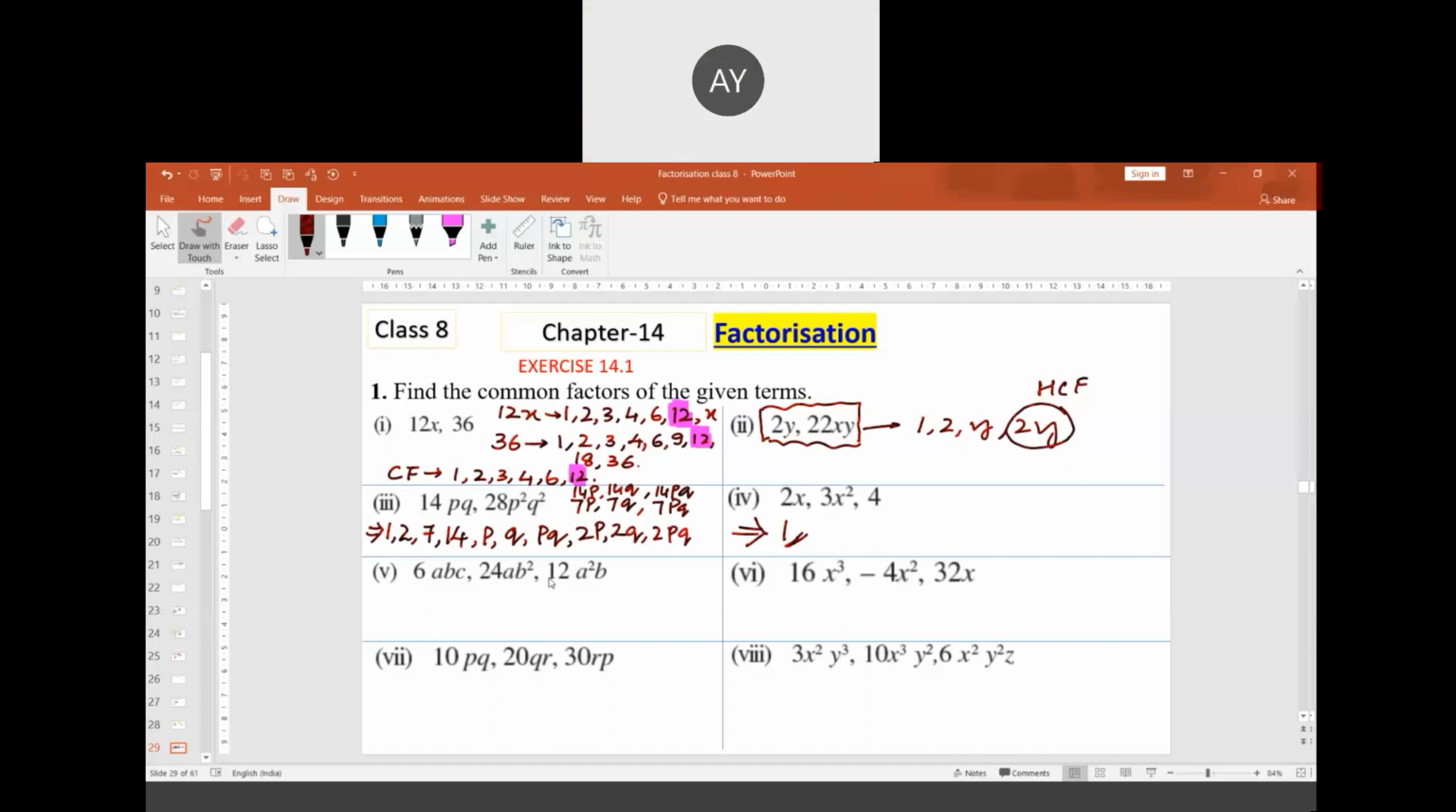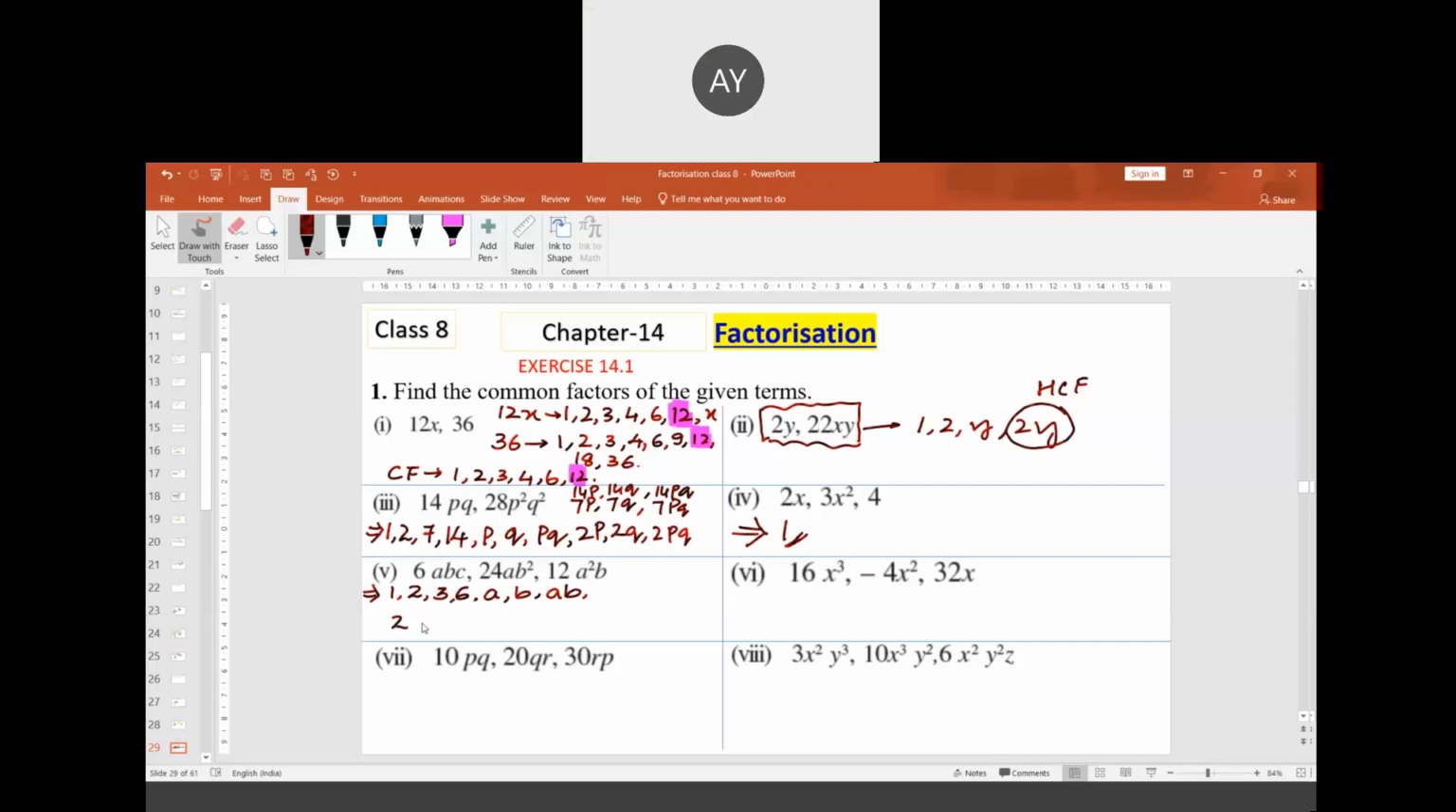Very good. Now tell me, if this is the case: 1, 2, 3, 6, A, B. It is 6, not 8. All these are divisible by A and by B, but C is not divisible by A and B. Now we have to make the combination.